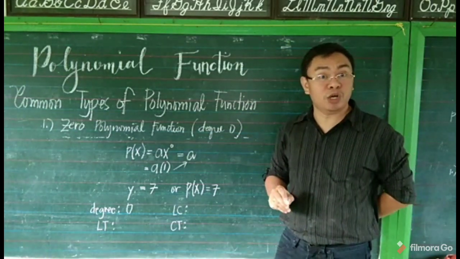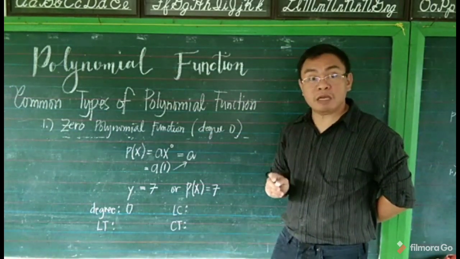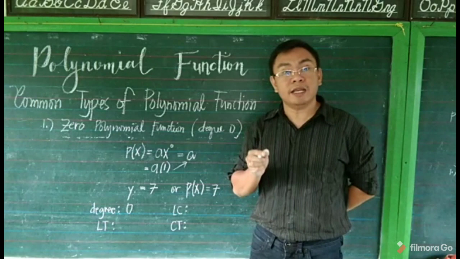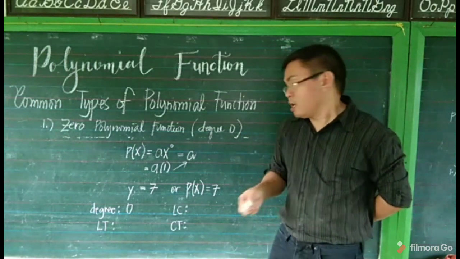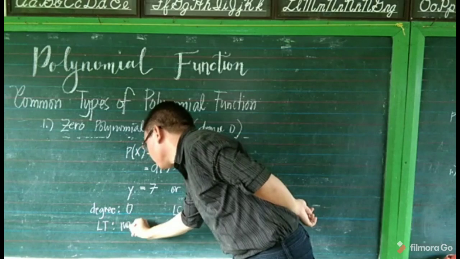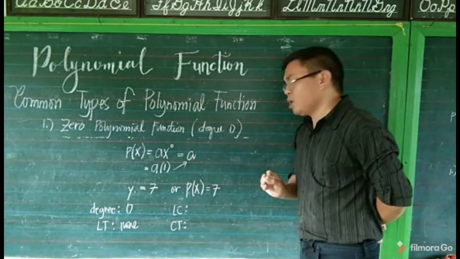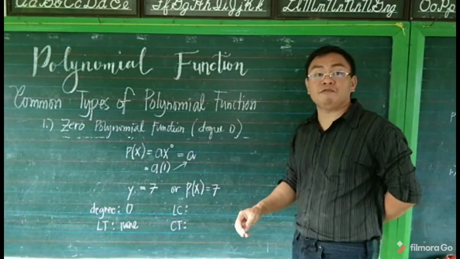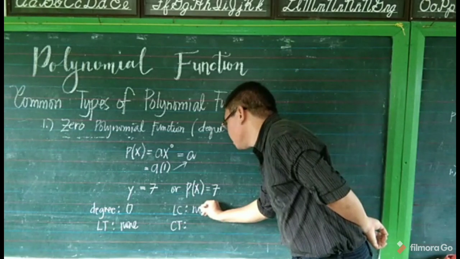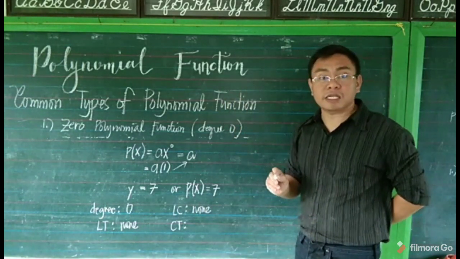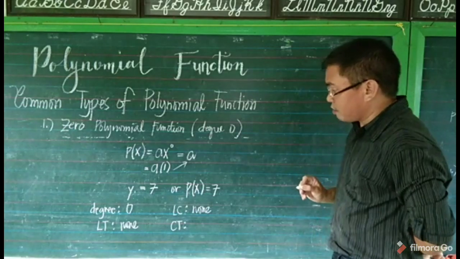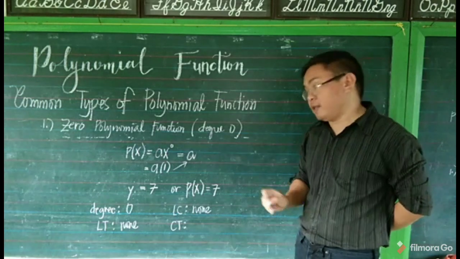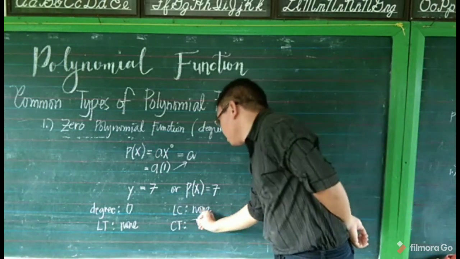What is our leading term? We don't have a leading term here because a leading term is composed of a number and a variable, and we don't have that here. That is why you're going to put here none. What is our leading coefficient? If we don't have a leading term, obviously we don't have also a leading coefficient. So your answer would be none also. And for the constant term, what is the constant there? If you'll say constant, it is the number without a variable beside it. And in this example, it is 7.